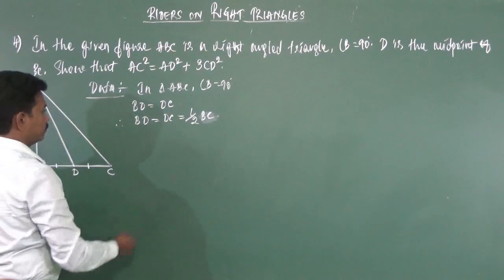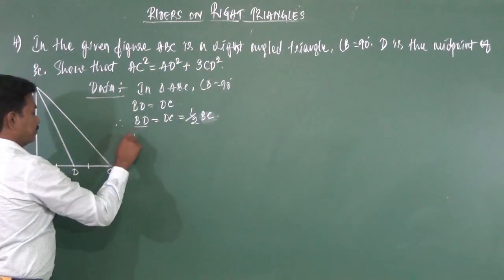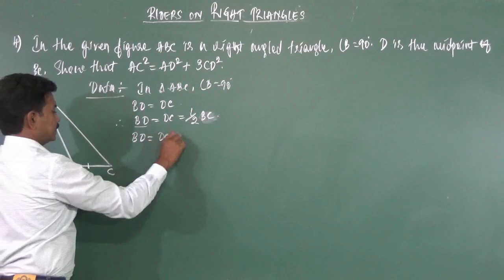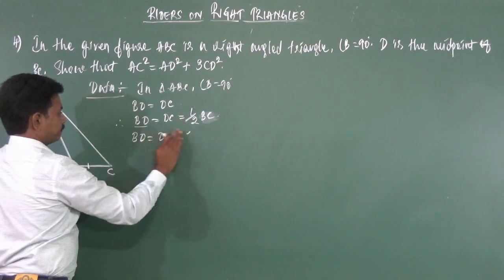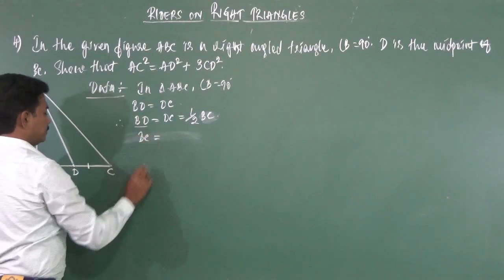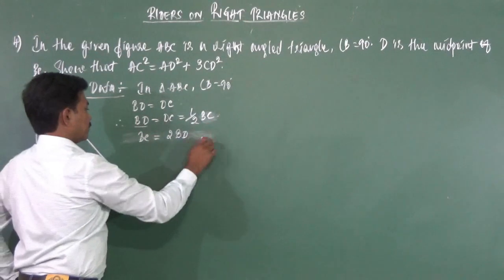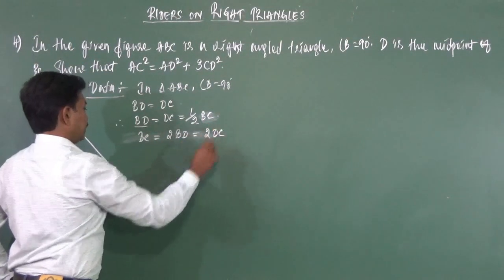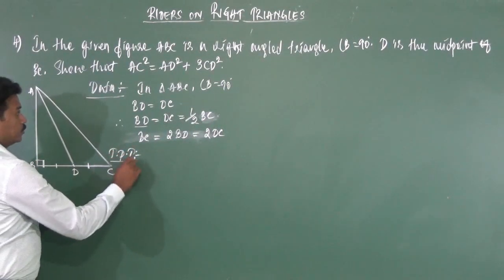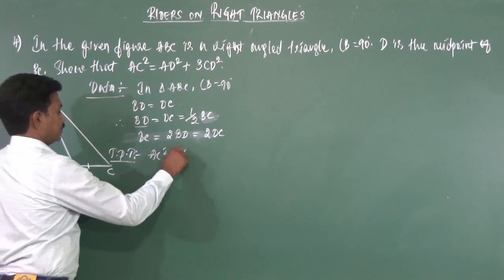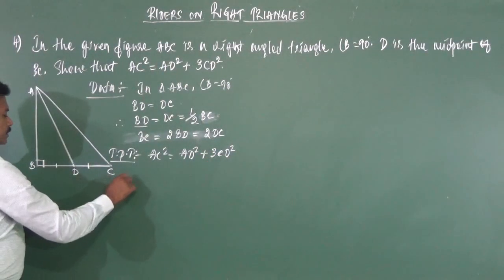So now this can also be written as BC is equal to twice BD, or it is equal to twice DC. This can also be done. Anyway, to prove that AC square is equal to AD square plus 3CD square. So this is to be proved. So let us get into the proof.